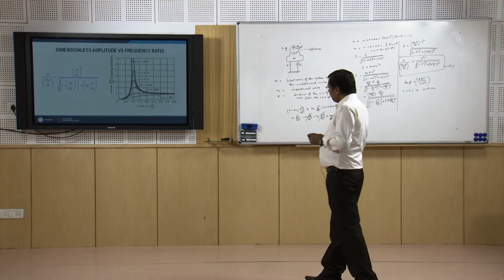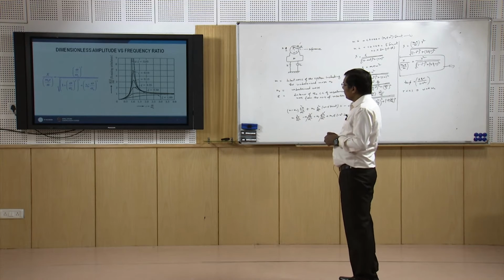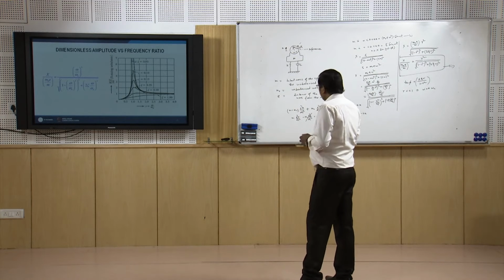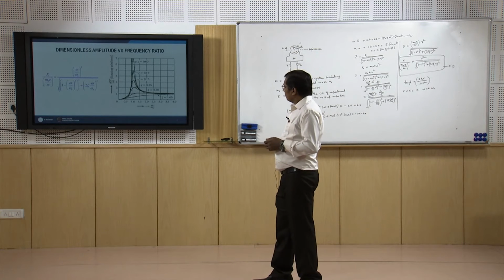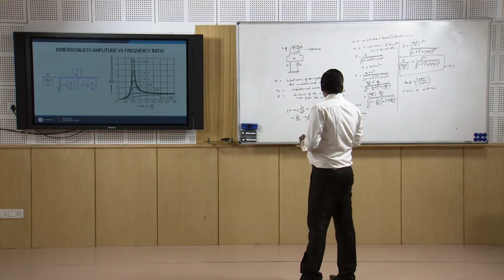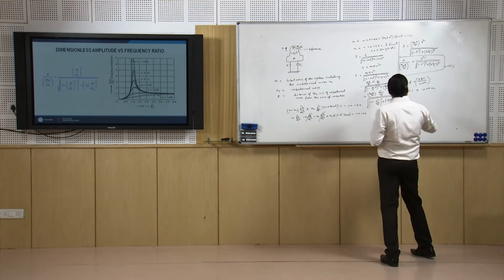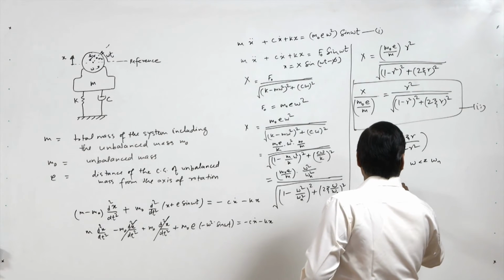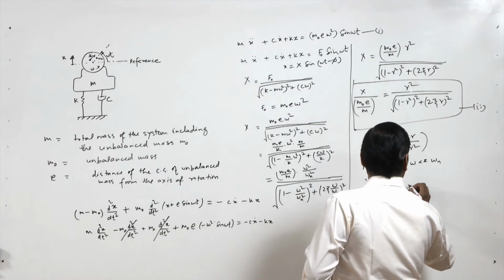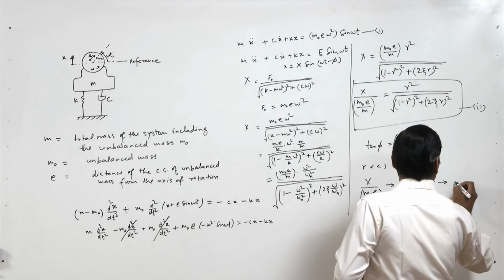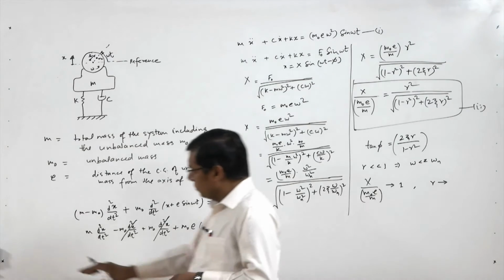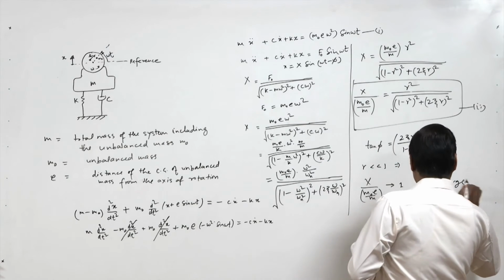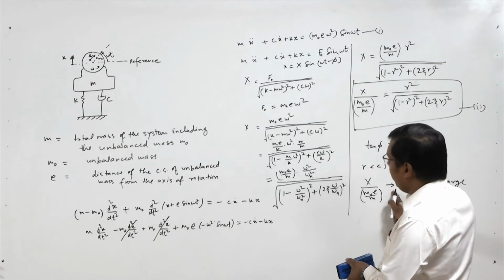However, when we increase r, the response amplitude is tending to 1. So X by m0 e by m is tending to 1 as r tends to larger values. So when r is large, this X by m0 e by m is tending to 1.